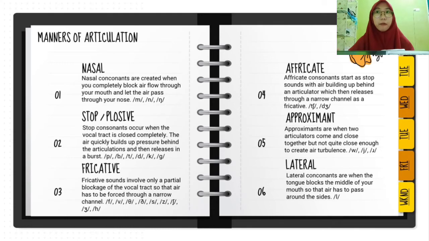The next one is fricative. While nasal and stop consonant involve a complete blockage of the vocal tract, fricative sounds involve only a partial blockage of the vocal tract, so that air has to be forced through a narrow channel. For examples, fro, cough. Air is forced through the upper teeth and lower lip. Wine, have. Air is forced through the upper teeth and lower lip.